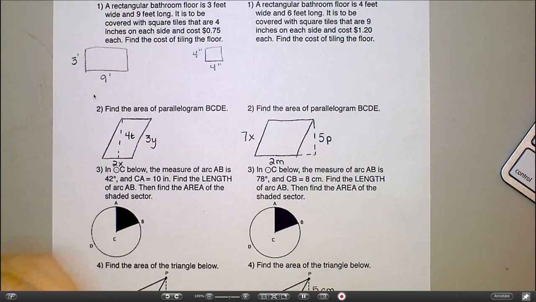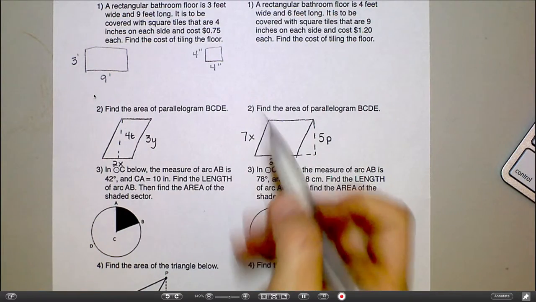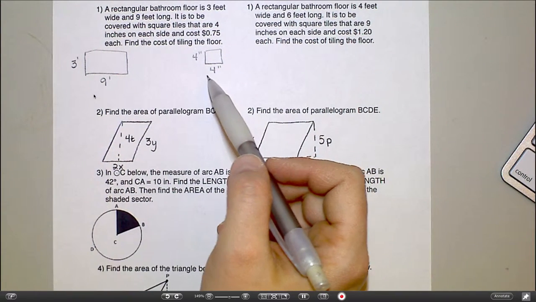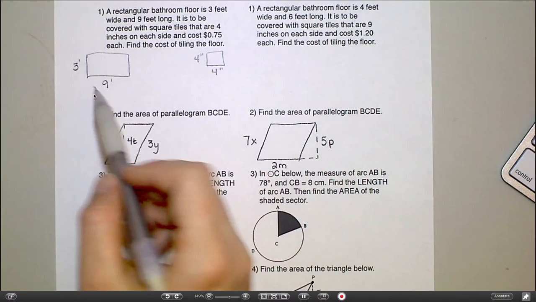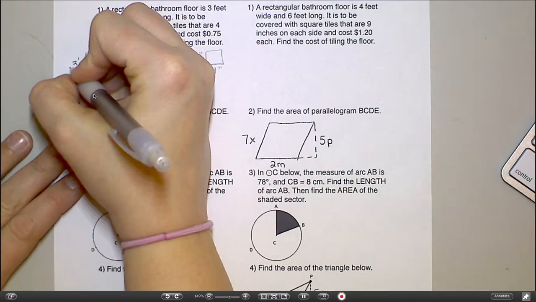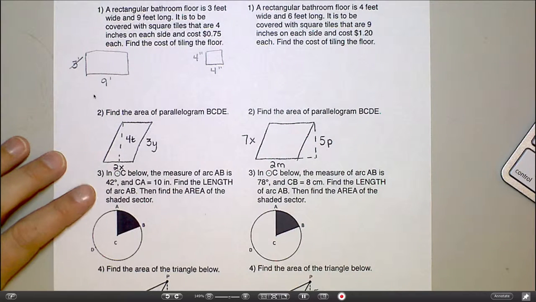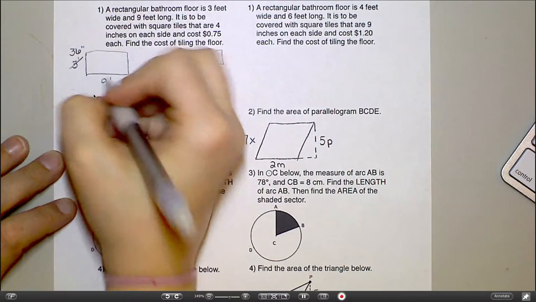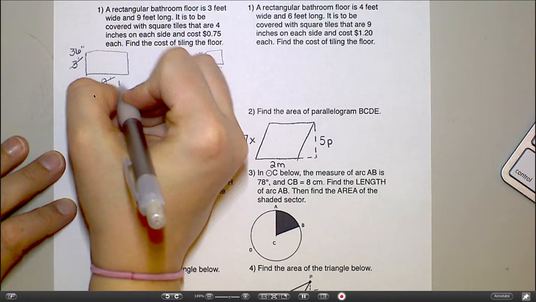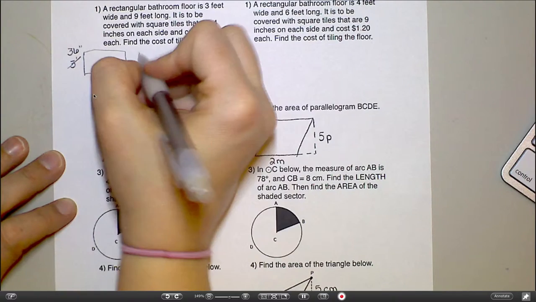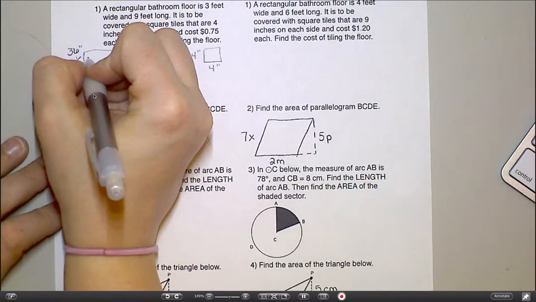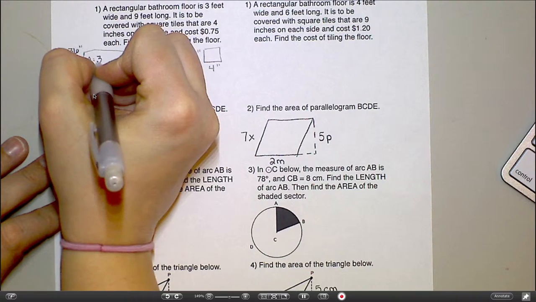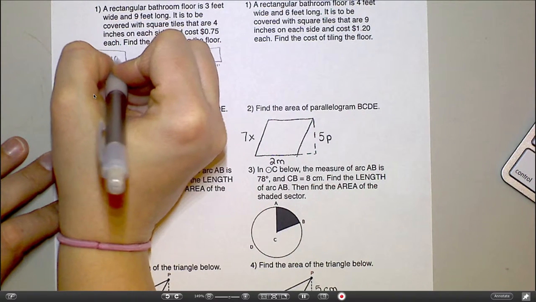And I told you way back when we started these problems that I really recommend that you start by converting all of your units to the same thing. We could convert these inches to feet, but that's going to be kind of ugly because that's like 1/3 of a foot. So let's convert these into inches. How many inches is 3 feet? 36. Yep, 3 times 12, 36. And how many inches is 9 feet? 108. Good, 108. So the area of our bathroom floor is 36 times 108.